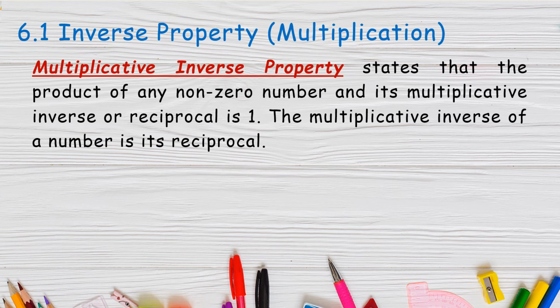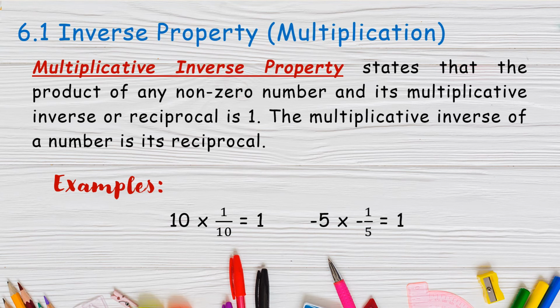Multiplicative inverse property states that the product of any non-zero number and its multiplicative inverse or reciprocal is 1. The multiplicative inverse of a number is its reciprocal. Examples, 10 times 1 over 10 is equal to 1. Negative 5 times negative 1 over 5 is equal to 1.